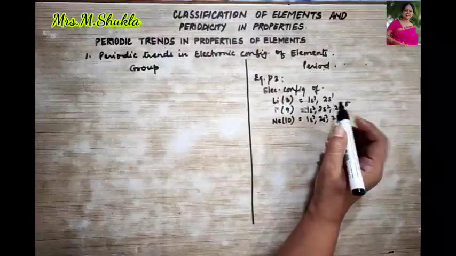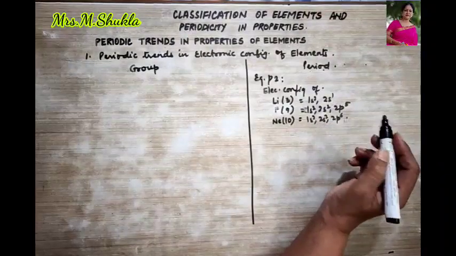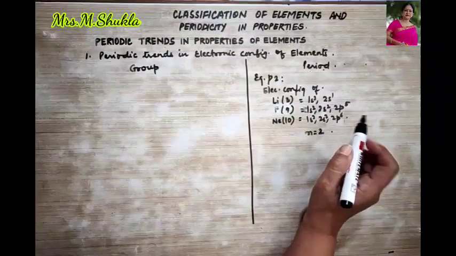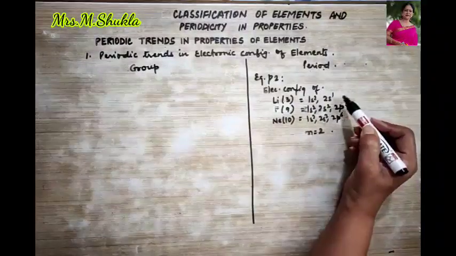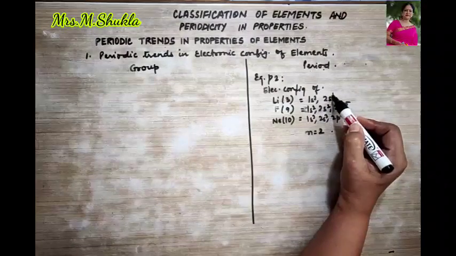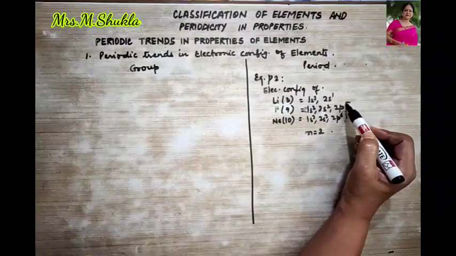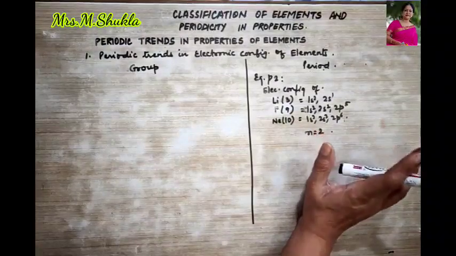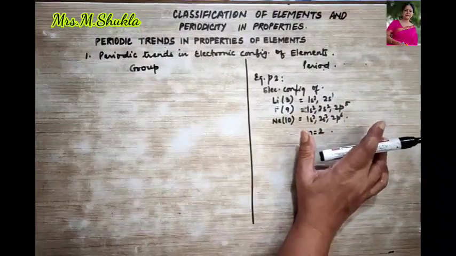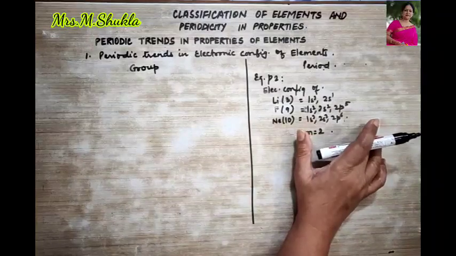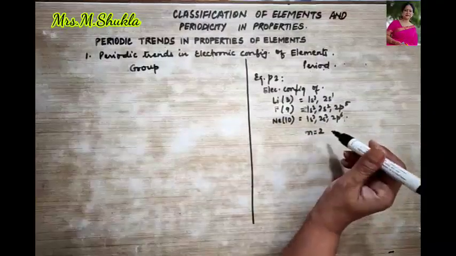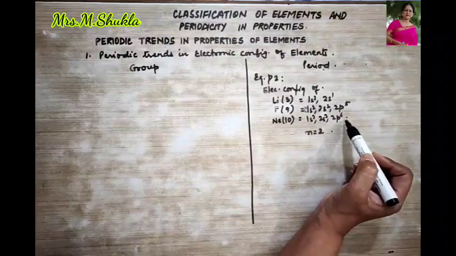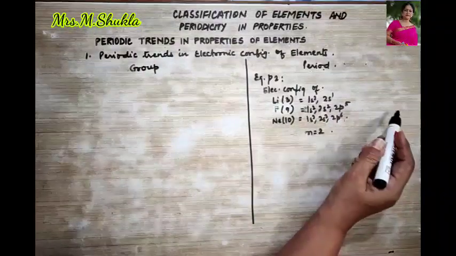What is the valence shell? n is always 2. But the number of valence electrons is different. Look over here: for lithium it is 1, for fluorine it is 7, for neon it is 8. So for the electronic configuration of the elements in the period, we find that the number of valence electrons increases from 1 to 8 on moving from left to right.